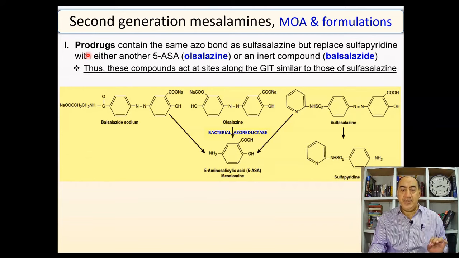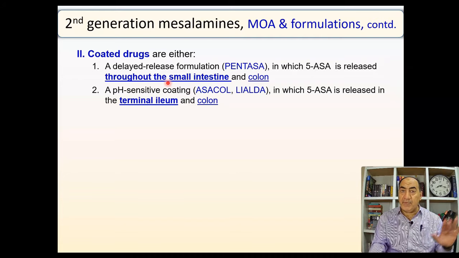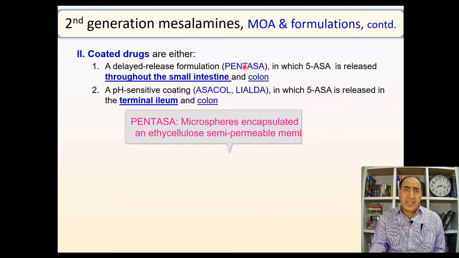Yes, coated drugs. We have two types of coated drugs. Either a delayed release formulation, Pentasa, in which 5-ASA is released throughout the small intestine. Please remember this. This is the only one we are going to see today that can cover most of the small intestine along with the colon. This Pentasa is just microspheres within an ethyl cellulose semi-permeable membrane.